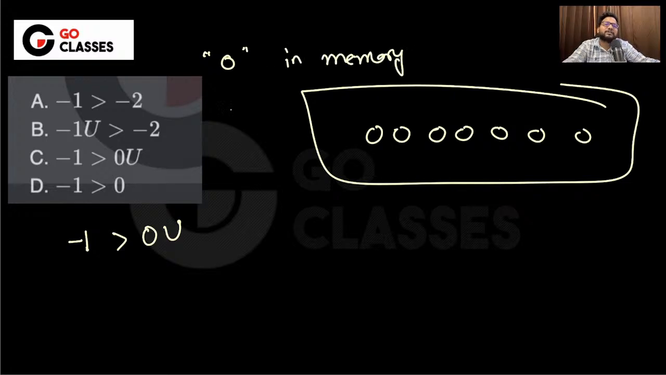Zero looks like this only. This is the pattern of 0. I mean, there is no one who can change this pattern, right? 0 looks like this in memory only. Now what they are saying here is that you treat this as an unsigned number.